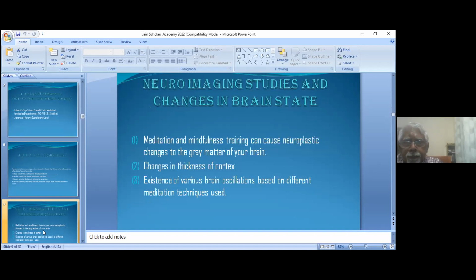Now, what do neuroscientists do? Neuroscientists use different instruments like EEG, fMRI, MEG, and some other machines. With the machines, they try to look at the functioning of the brain, or how neurons behave when a certain person is in a meditative state. And mainly what they found is that meditation and mindfulness training can cause neuroplastic changes in the gray matter of your brain.